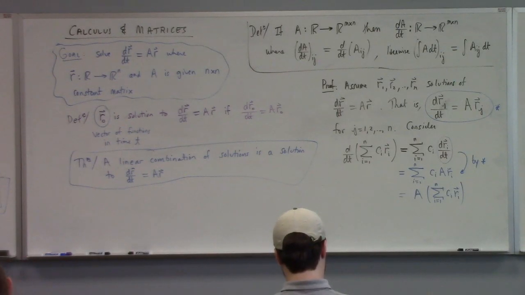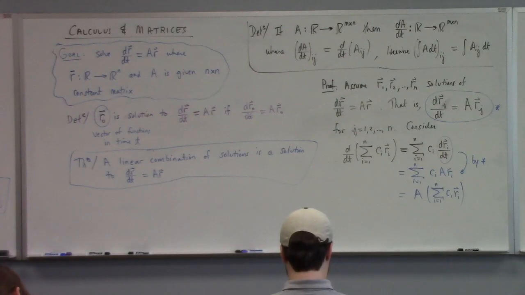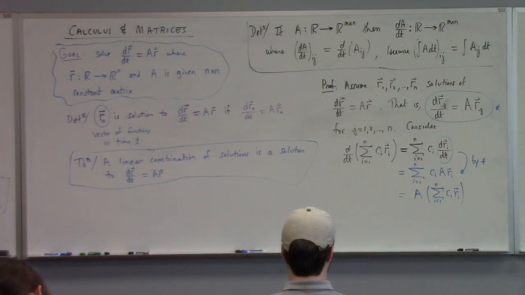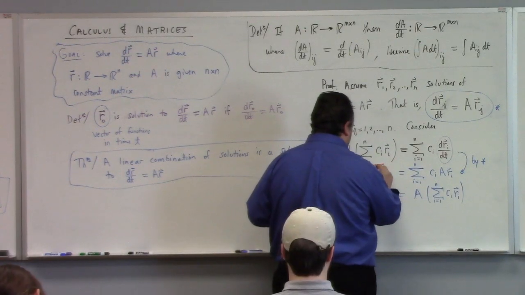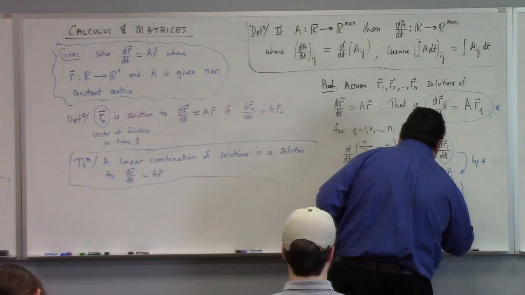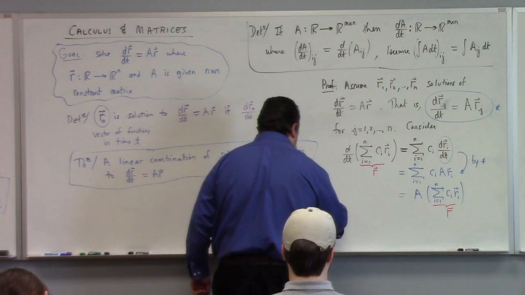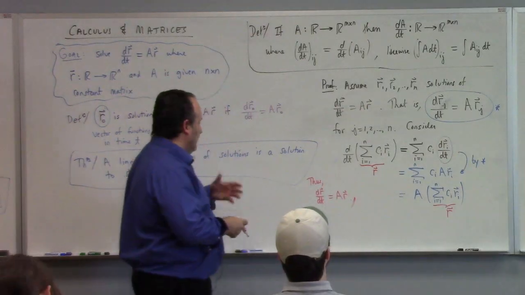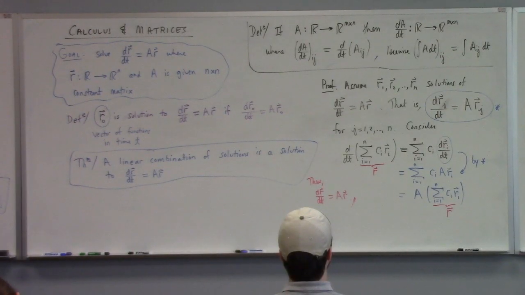And at this point, it's just a problem of pattern recognition. All right? What is this? What have we just shown? Can you see it? If I call this right here R, this is R as well, right? So what have I just demonstrated? I've demonstrated that dR/dt is equal to AR. And that proves that a linear combination of solutions is a solution.